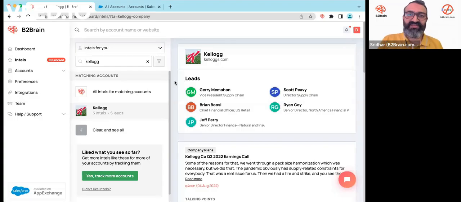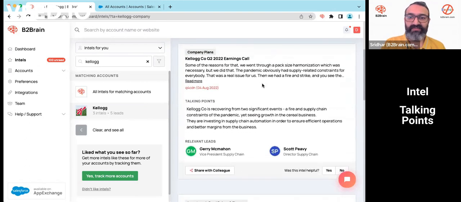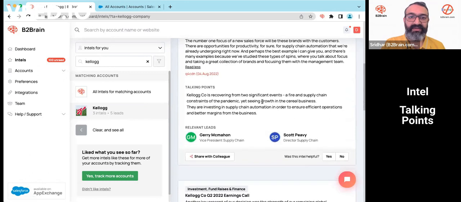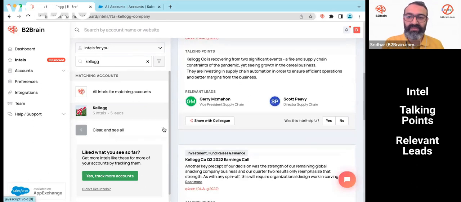That brings us to the next part. How would these show up on B2Brain? It's all great that you can analyze and look at the information and figure out things that are relevant to your business. How would these show up on B2Brain? This is how these kinds of intel would show up on B2Brain. The company did something, it went through some impact. Here's how, if you're providing supply chain automation, it might be of value to them. And you could potentially use this in speaking with and engaging with the right people at the company.